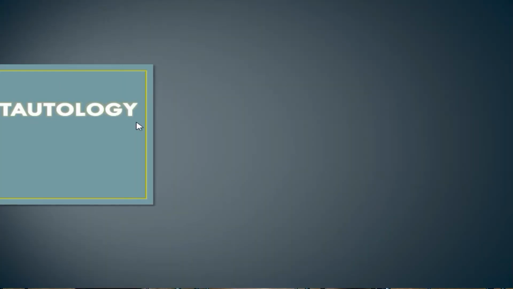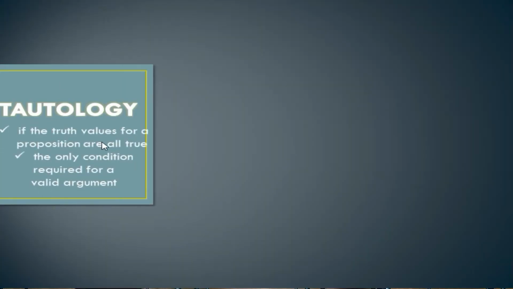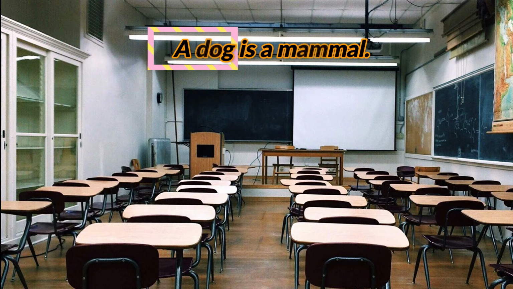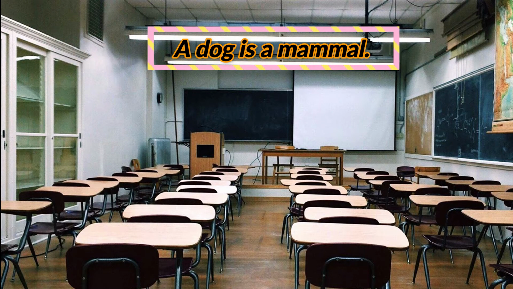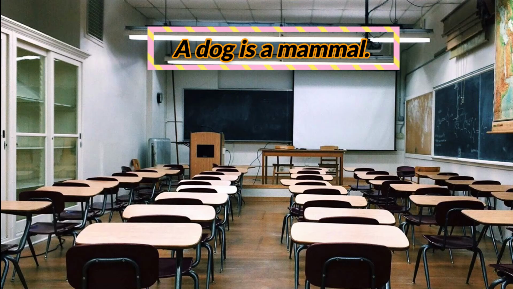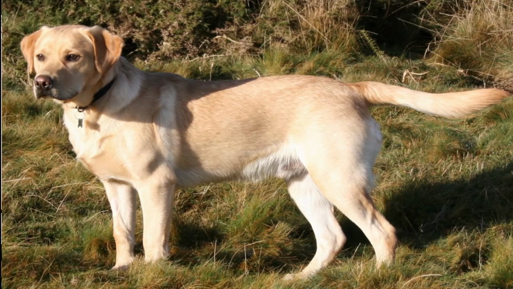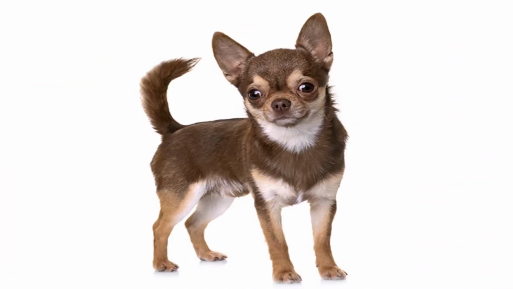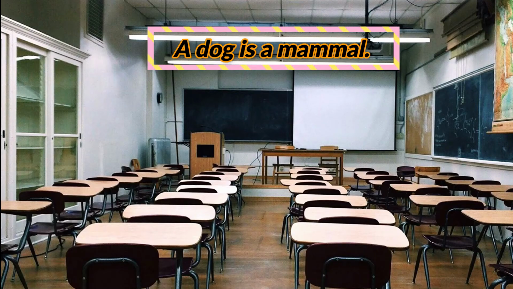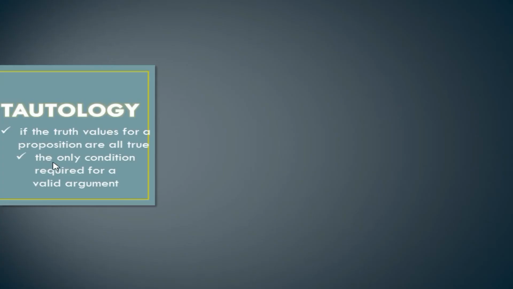When we talk about tautology, the truth value for a proposition is always true. Say for example, if you will say a dog is a mammal, it is always true because all dog breeds like German Shepherd, Bulldog, Labrador Retriever, Chihuahua, or even French Bulldog are all mammals. So, the statement is a tautology.